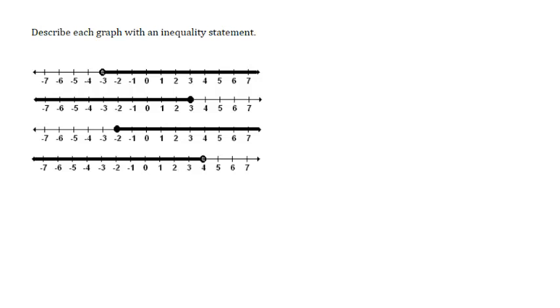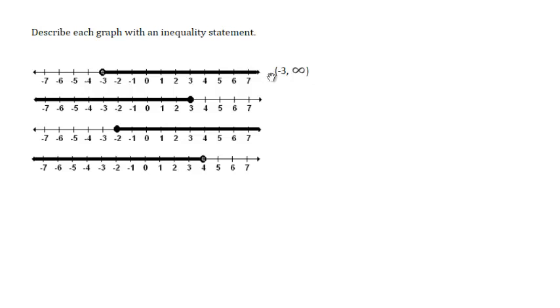Describe each graph with an inequality statement. We will use interval notation to do this. In the case of the first one, negative 3 is not included, but all points to the right of it are. So negative 3 with the parentheses means not included. All points to the right means we're going to positive infinity. Again, a parentheses to indicate not included since you can't reach infinity. And we always use a parentheses with infinity.